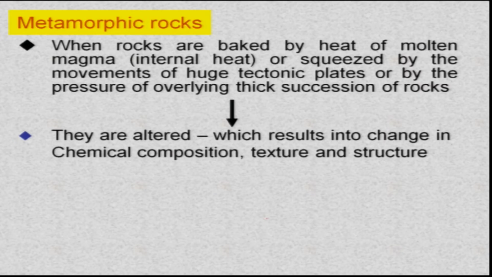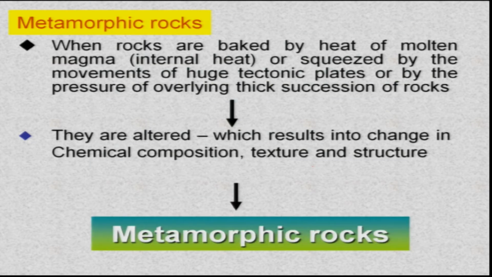Then they are altered, so minerals or the rocks are altered, which results in a change in chemical composition also, okay, texture and structure. So this is the extremely important part. Under the internal heat, or when squeezed by huge tectonic plate forces, or by the pressure of the overlying successions, the rocks are altered, which may result in a change in chemical composition, texture and structures, okay. These are termed metamorphic rocks.